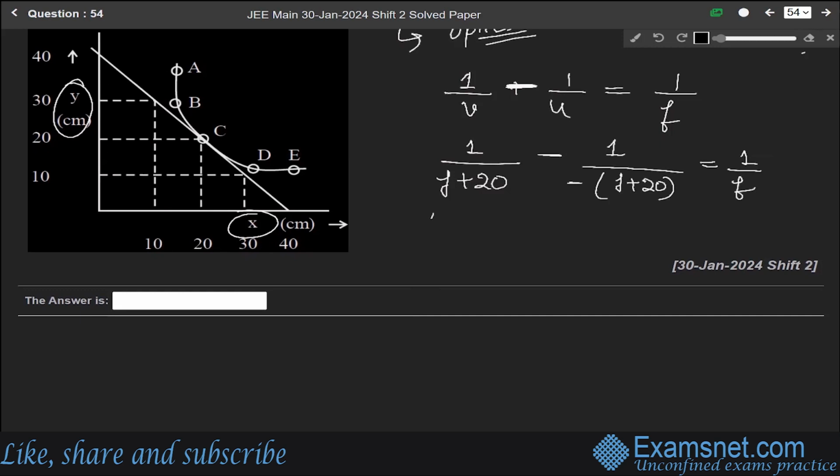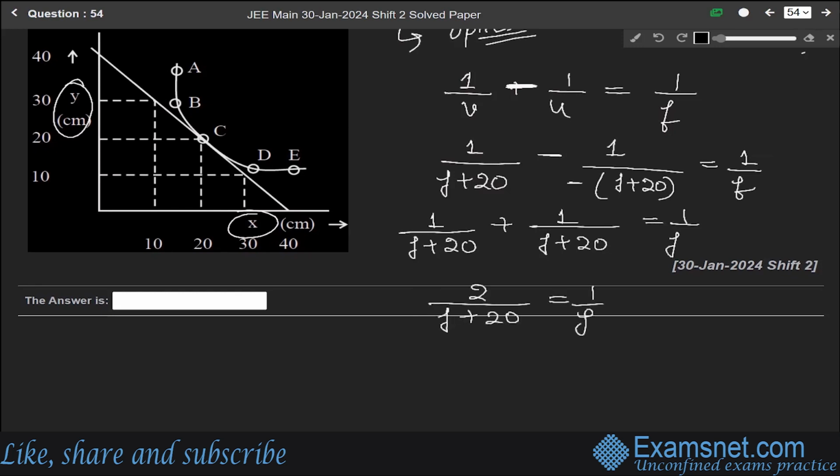Now solving this, we get 1 over f plus 20 plus 1 over f plus 20 equals 1 over f. So 2 over f plus 20 equals 1 over f. So 2f equals f plus 20, which means f is equal to 20.